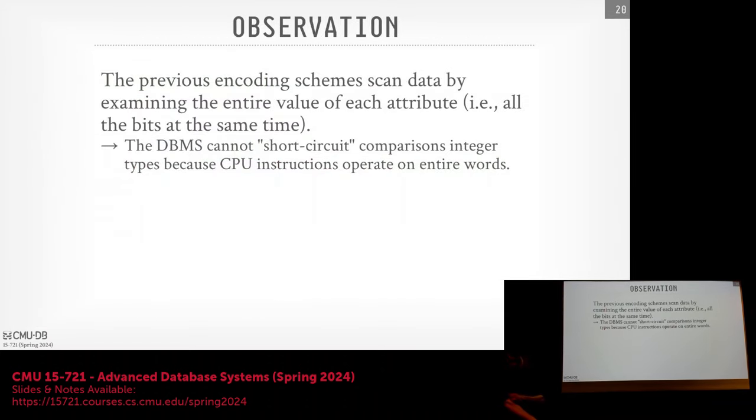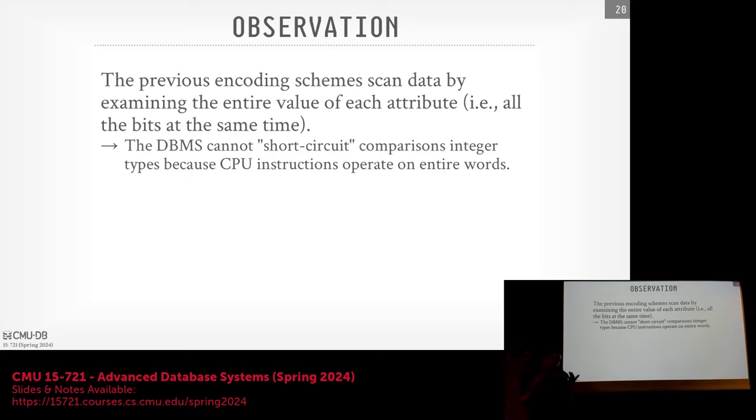All right, so I want to finish up talking about bit slicing, bit weaving real quickly. All the schemes we've talked about so far, Parquet, ORC, Better Blocks, FastLanes, are all about, when you scan a column, looking at the entire value for each tuple in its entirety every single time. And that means that you can't short circuit the scan or the filter if you recognize early on that this data is never going to match.